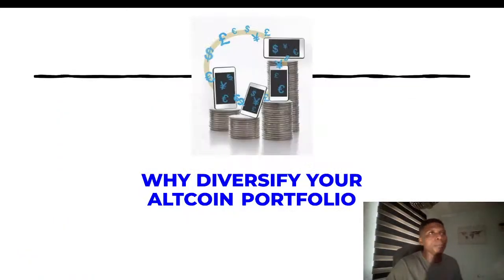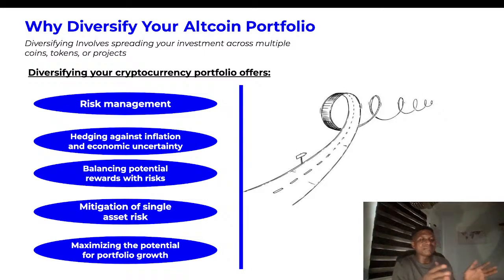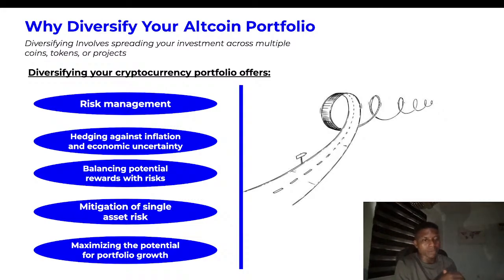Now, why is it important for you as a trader picking up interest in cryptocurrency to understand why you should diversify your altcoin portfolio? Now, why should you diversify? Number one is risk management. Risk management has always been at the peak of diversification of assets. Why? Because putting your eggs in one basket might put you at risk. But diversifying your portfolio of alternative coins puts you on an edge.